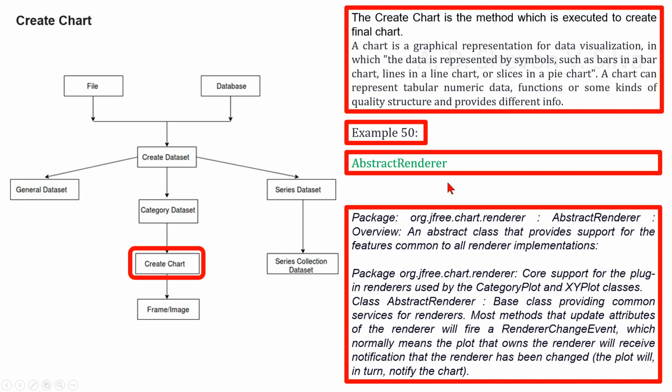The abstract class provides support for the features common to all renderer implementations: colors, line styles and shapes for each series, paint, fill paint, outline paint, stroke, outline stroke, shape, series visibility, series in legend visibility, item label visible, item label font, item label paint, positive item label positions, negative item label positions, chart entity generation. This base class is extended by abstract category item renderer and abstract XY item renderer.